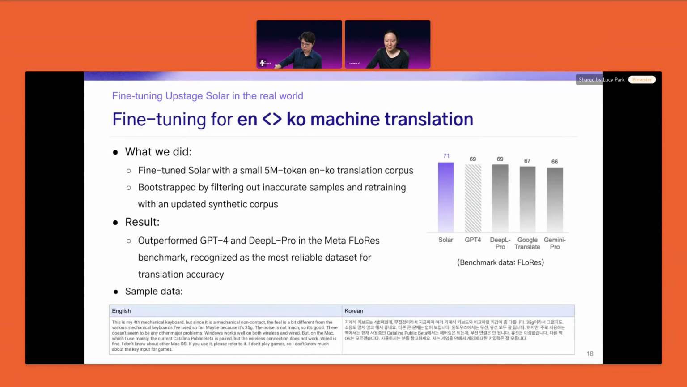The result? Solar outperformed GPT-4 and DeepL Pro in the Metaflora's benchmark, one of the most reliable datasets for translation accuracy.